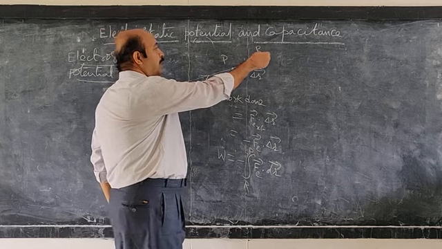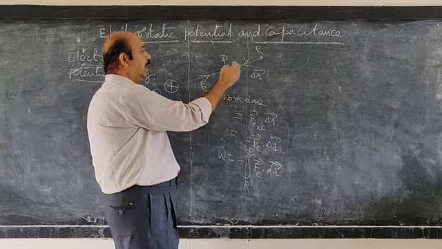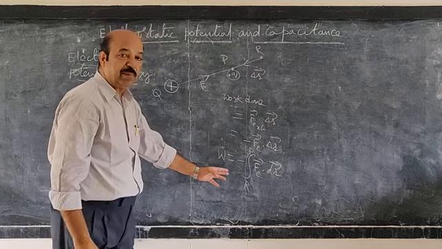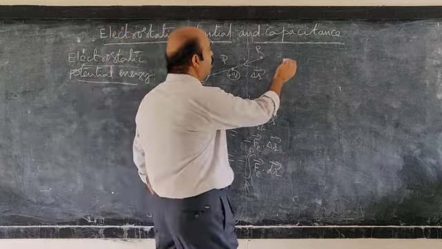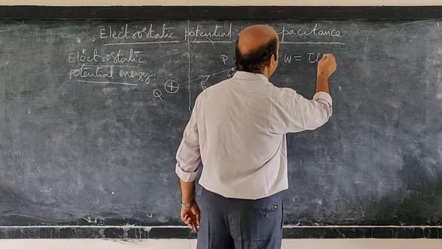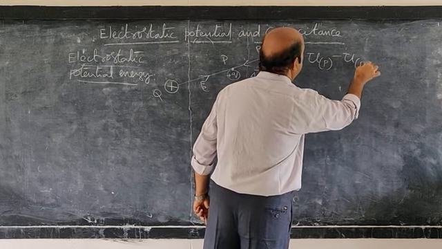When we bring the charge to this point, we also have to do some work. So the difference of the potential energies at R and P is given by this work done. Therefore, we can also write W is equal to the potential energy at P minus the potential energy at R.